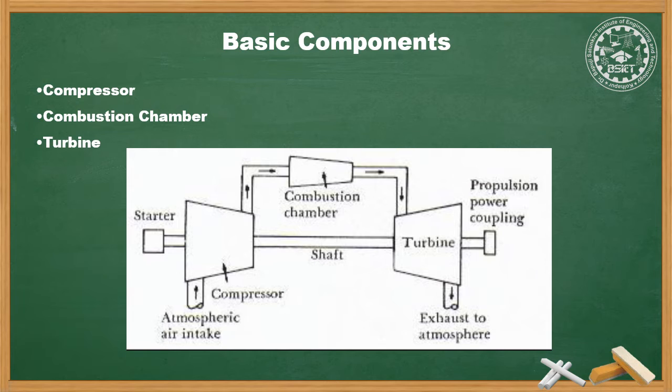Then the compressed air is burned in the combustion chamber with the help of externally fired combustion or internally fired combustion, and the gases coming out from the combustion chamber expand into the turbine, which in turn rotates the power coupling and the propulsion power is obtained, and the remaining gases expand or exhaust to the atmosphere. So these are the basic components of a gas turbine.